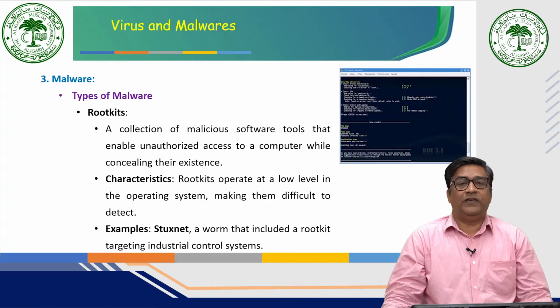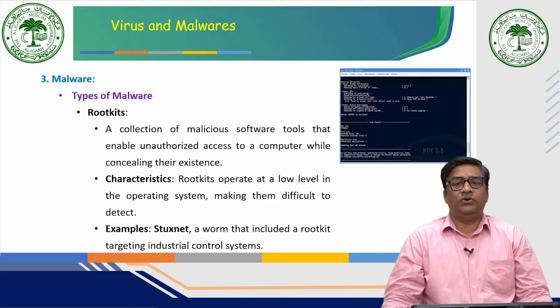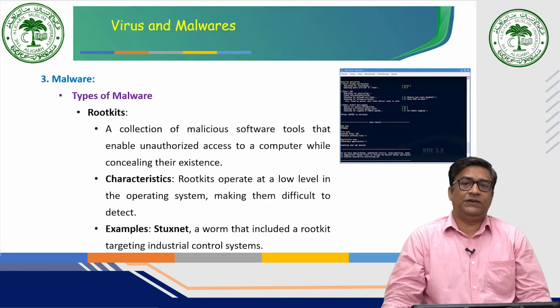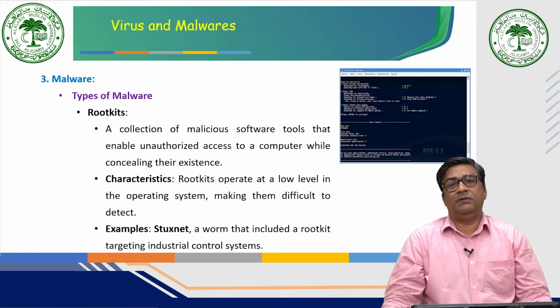Stuxnet is a sophisticated computer worm that includes a rootkit especially designed to target industrial control systems, particularly those used in nuclear facilities. It manipulates programmable logic controllers to disrupt operations while concealing its presence, effectively causing physical damage to the equipment.